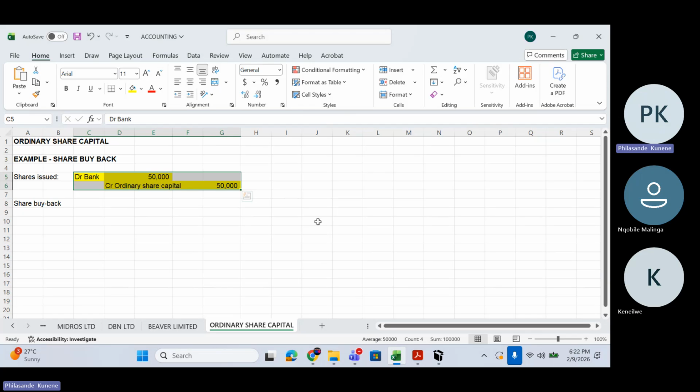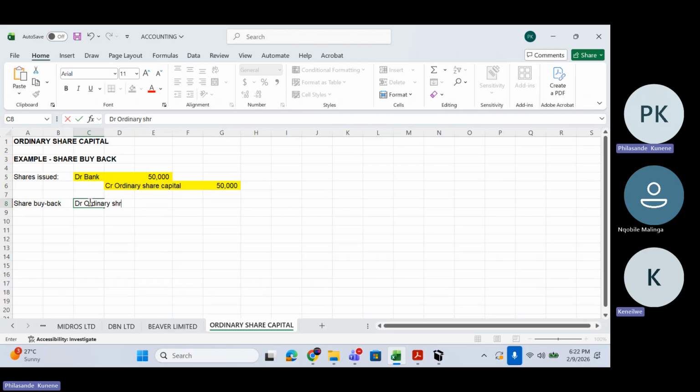There will be a time where we're going to introduce retained income as part of this topic. But for now, shares issued: you debited bank, you credited ordinary share capital. Now that you're buying them back, you reverse what you did before. So I'm going to debit ordinary share capital, which means ordinary share capital is decreasing. And then what am I going to credit? I'm going to credit bank. Why am I crediting bank? Because you're using the money from the bank to buy back the shares.